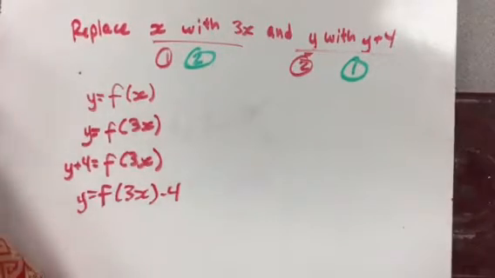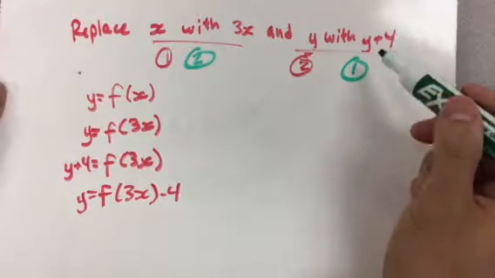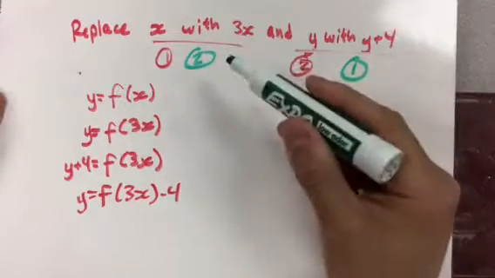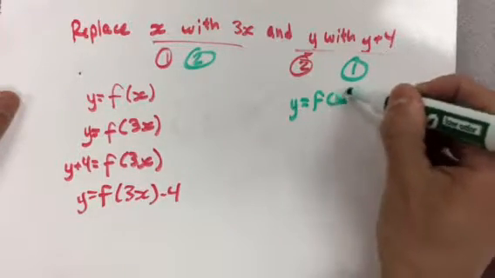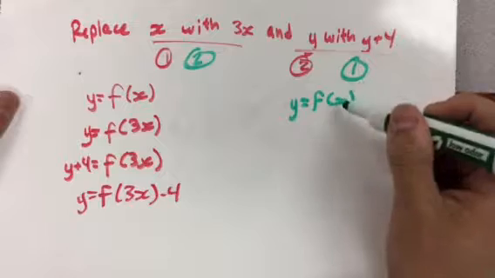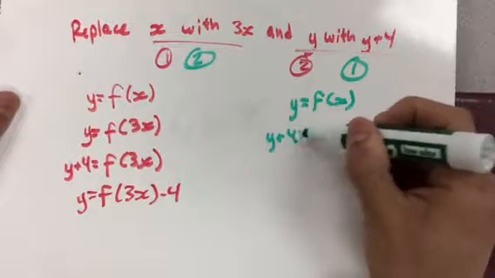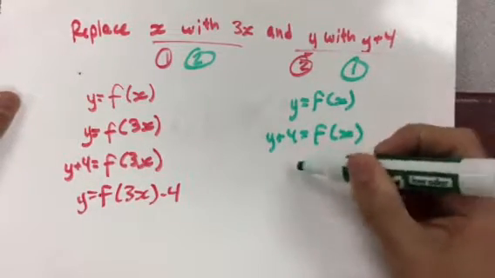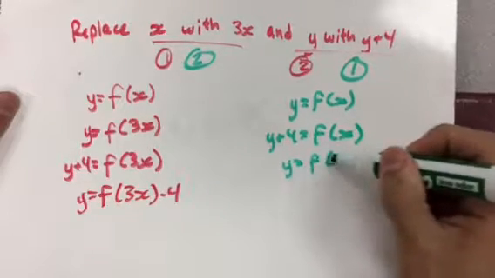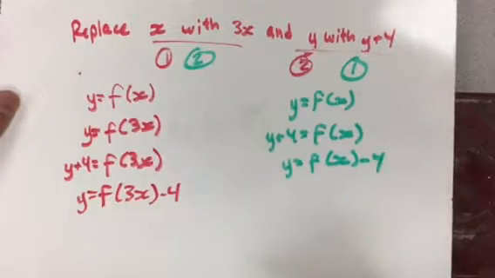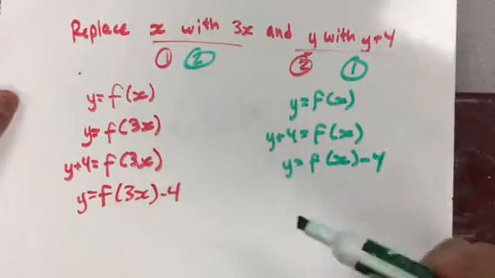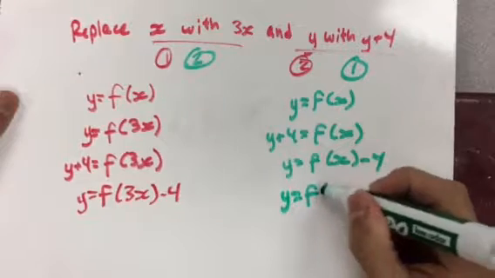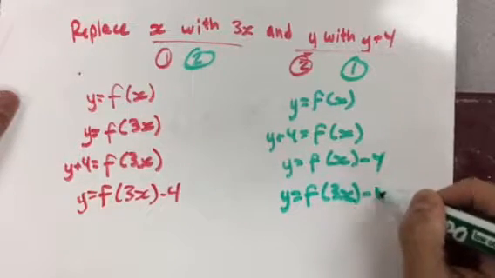Now, another way I could approach this is if I do the vertical translation and then the horizontal stretch. So y is equal to f of x, but instead of doing 3x first, I'm going to do y plus 4 first, is equal to f of x. If I balance out that equation, I have f of x minus 4. And then the second one I'm going to do is replace x with 3x, and so y is equal to f of 3x minus 4.